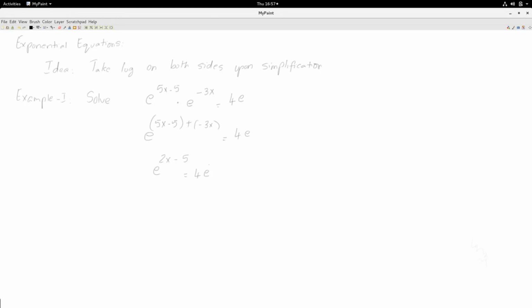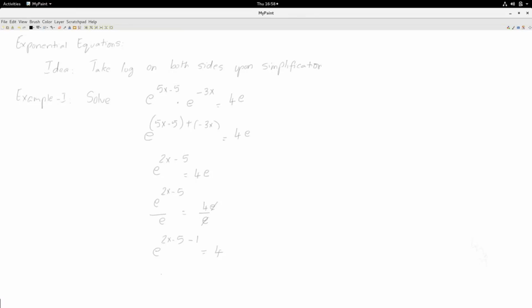Since we have e on both sides, we divide by e on both sides. So dividing both sides by e, we will have 4e over e on the right hand side, and the e's will get cancelled. Now, moving the e to the numerator, you will get e raised 2x minus 5 minus 1 equals 4.